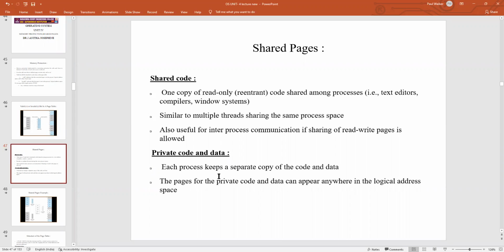After that, what is private code? Private code means the pages needed for doing a process will have a logical address. The pages are protected with a particular code, so the code will be accessed only by the authorized user. An unauthorized user cannot open the page using this private code. For example, data is the information we are going to share in the page. Each process will have a separate copy of the code and the data. So this is the concept of shared pages.